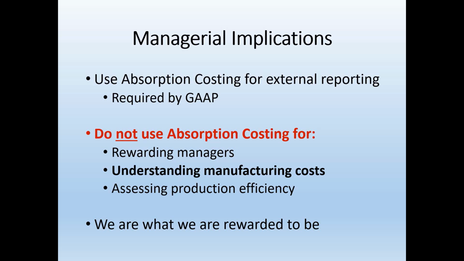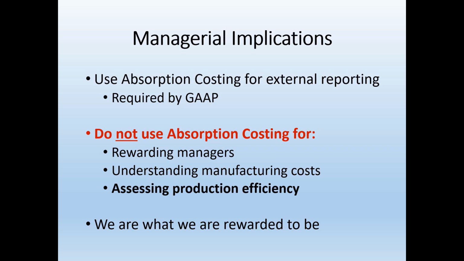We've already seen that under absorption costing, our understanding of the manufacturing cost per unit will seem lower if the firm makes more units than it sells, but higher if the firm sells units that it had previously made in a past period. Therefore, absorption costing doesn't work well for understanding manufacturing costs.